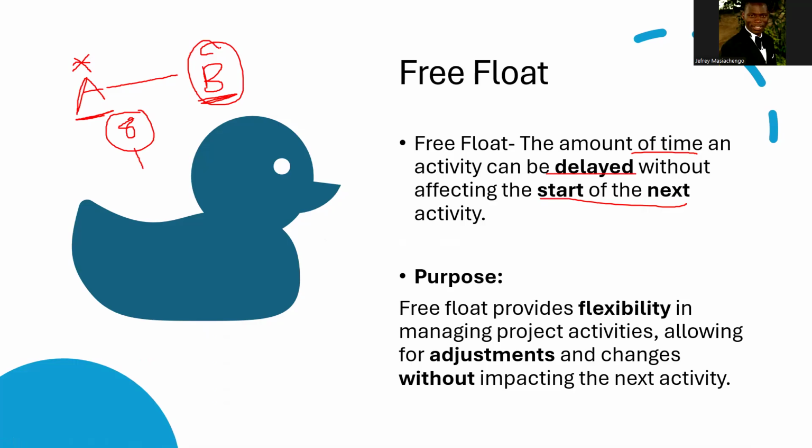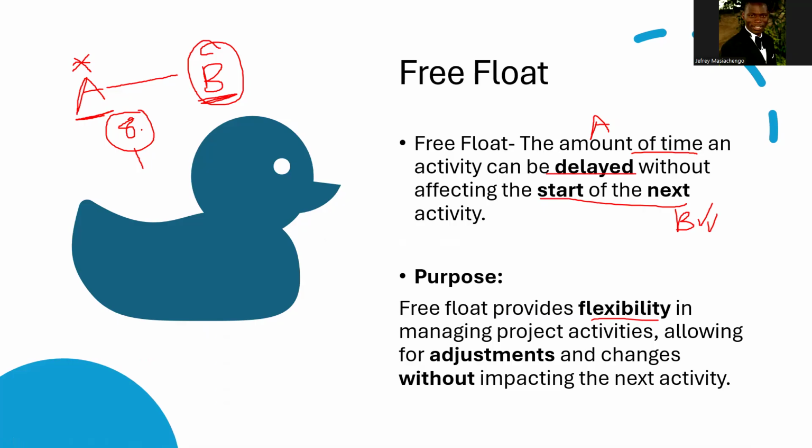The amount of time an activity can be delayed without affecting the start of the next activity. So we are saying the next activity, in this case, is B. The amount of time that we can delay A without delaying the start of B, we call a free float. So what is the purpose of these free floats? A free float provides flexibility. It means you can play around with the 8 days.